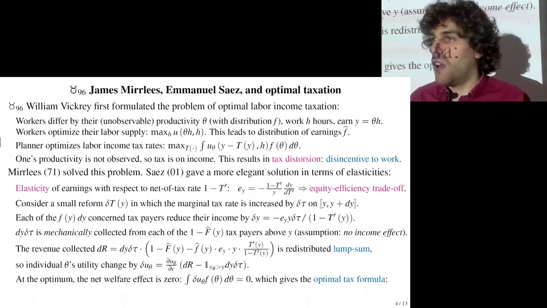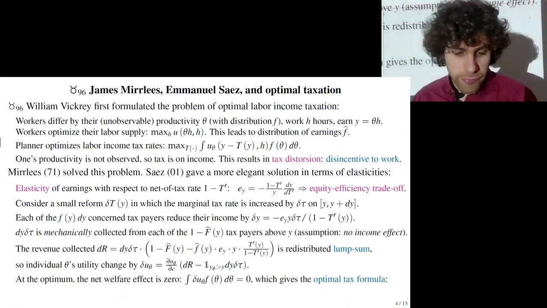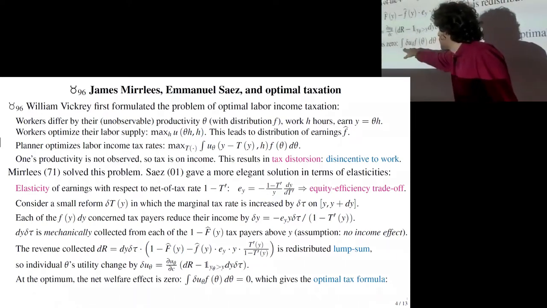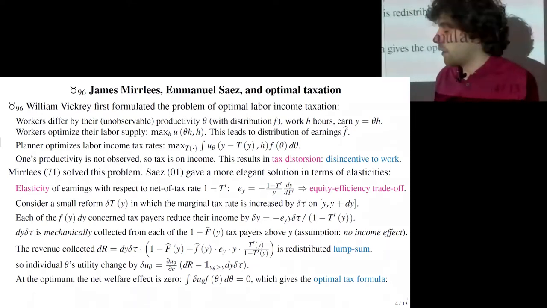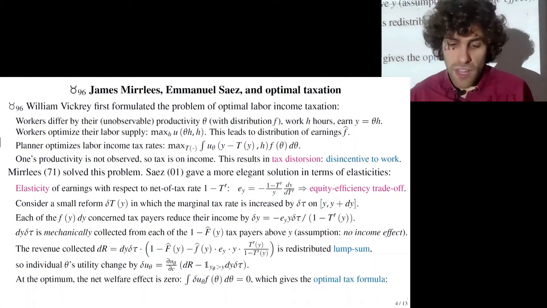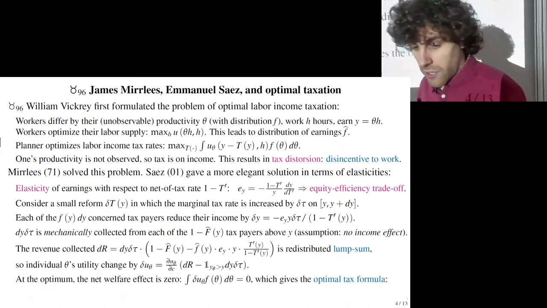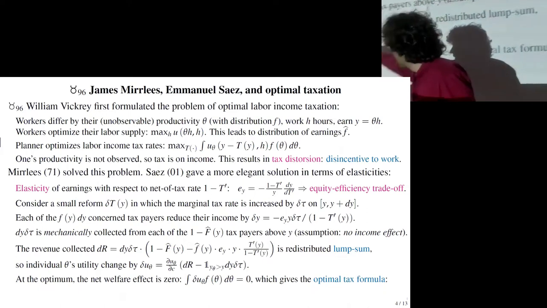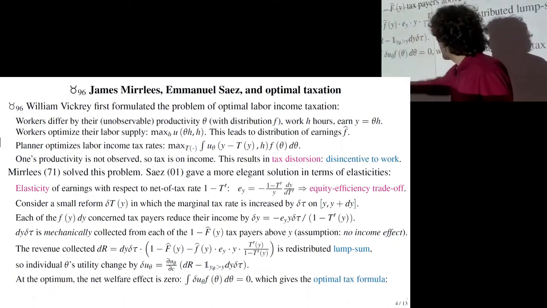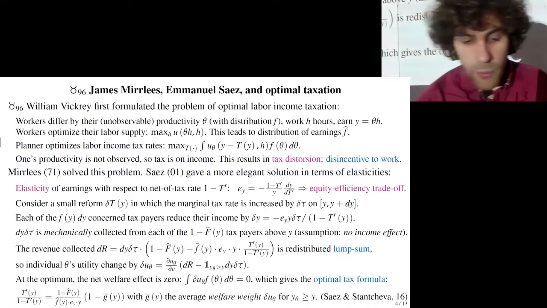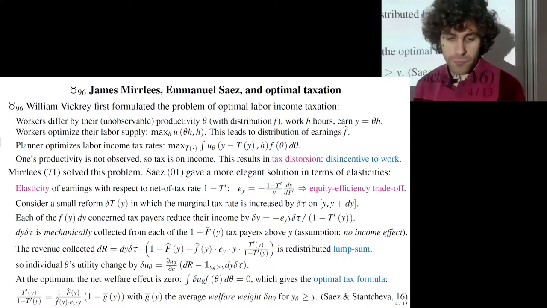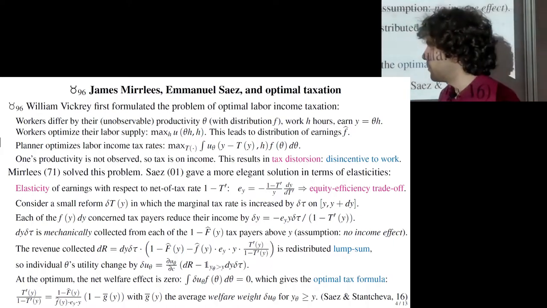At the optimum, you cannot improve the change in welfare, which means that this integral of the change in welfare is equal to zero. And plugging delta U here in this formula, plugging delta R again, and rearranging provides the optimal tax formula that you can see here. So I'm going to comment a bit on this formula.